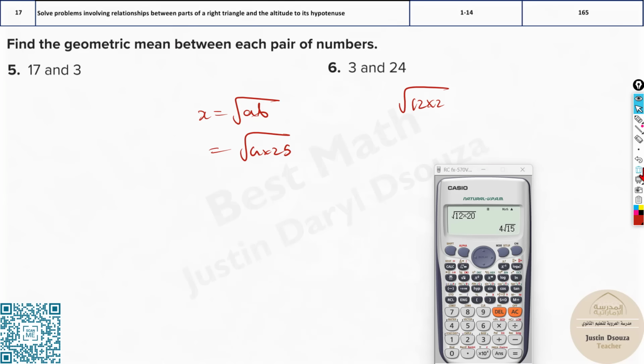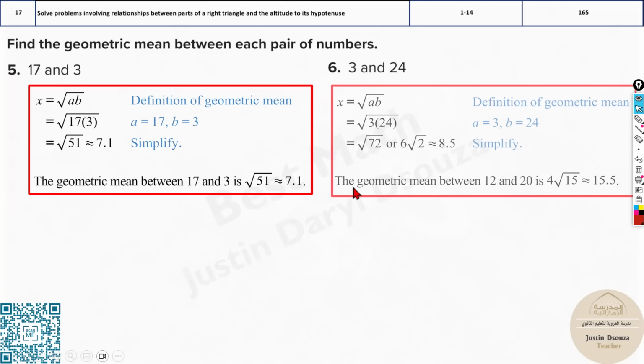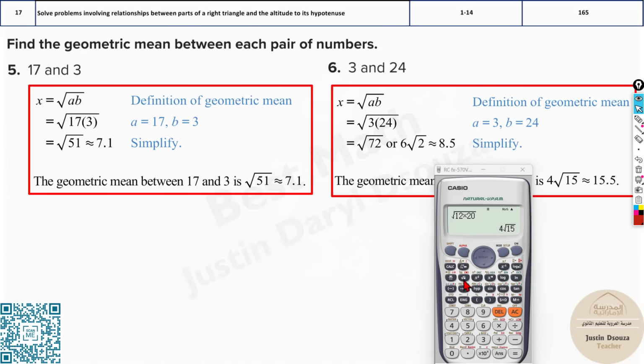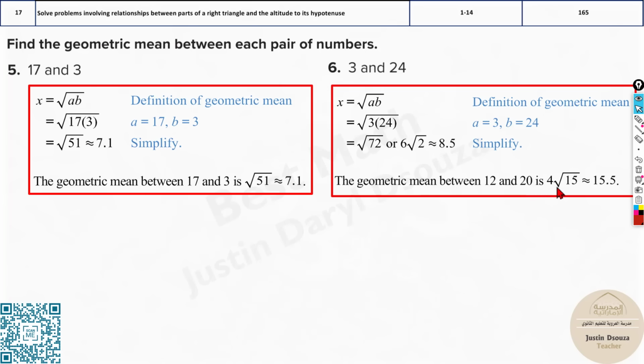Please do these by yourselves. They're again very easy. Directly in the calculator, you will get these answers. Now, they have not told you to round off to the nearest tenth. It depends on the options. When you get the answer, just see which is the closest answer. If it is 6 root 2, choose that as the answer, or else if it's 8.5, choose that as the answer. Now here, this is wrong. Let me just do it. Square root of 3 times 24 is 8.48.